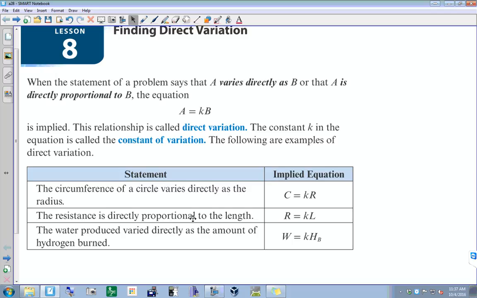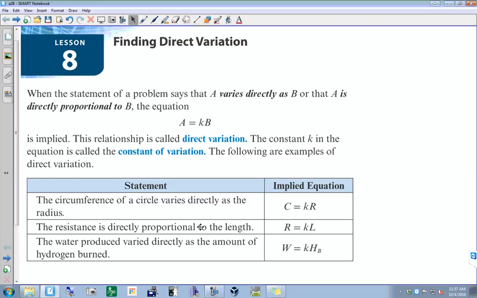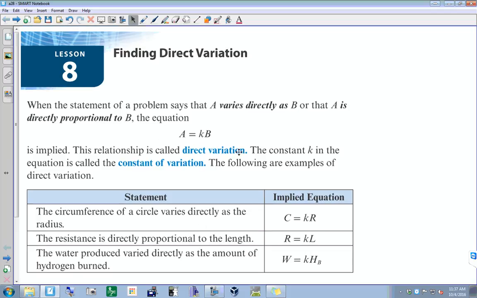Now, resistance is directly proportional to length. When we talk about electronics and electrical circuits, the longer the wire is, the more resistance there is. Water produced varies directly as the amount of hydrogen burned. Chemistry. We know exactly what these things are because they are going to be in this form. Just think, the more of something that you buy, the more of it costs you, right?